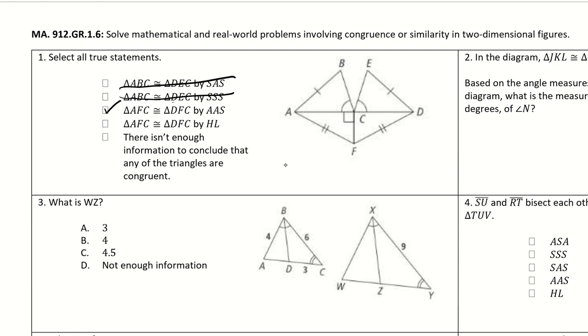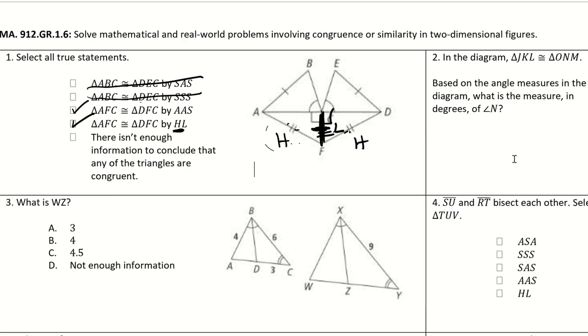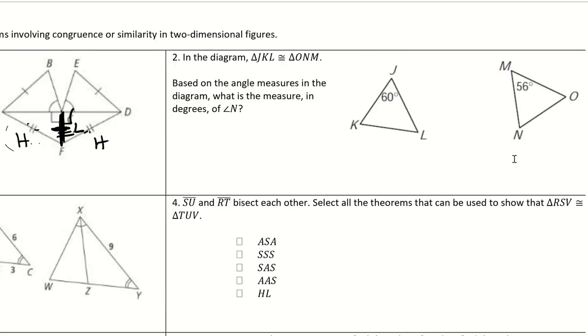Also, keep in mind that these are right triangles. And so that means that we have the hypotenuses. The hypotenuses are the same. So we have an H here. And we know that because this is reflexive, we actually have a leg. And so by HL theorem, this is also going to be congruent. So we can also use HL theorem. All right. So again, HL theorem means you have a hypotenuse and you have a leg that is congruent in both triangles. And it has to be a right triangle.